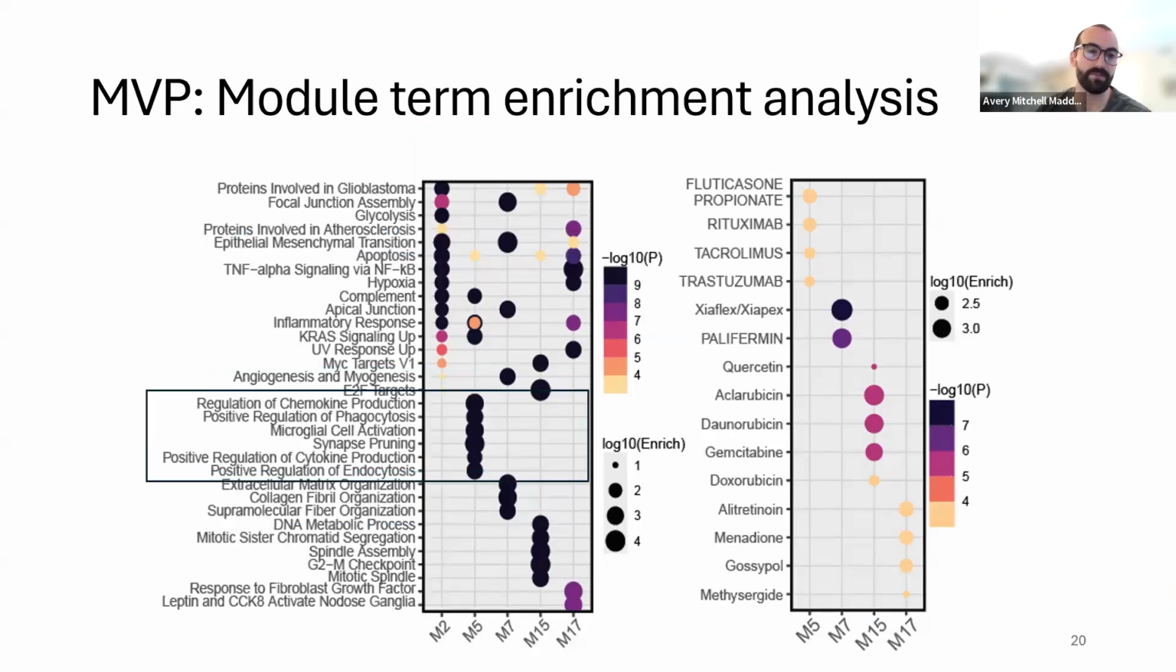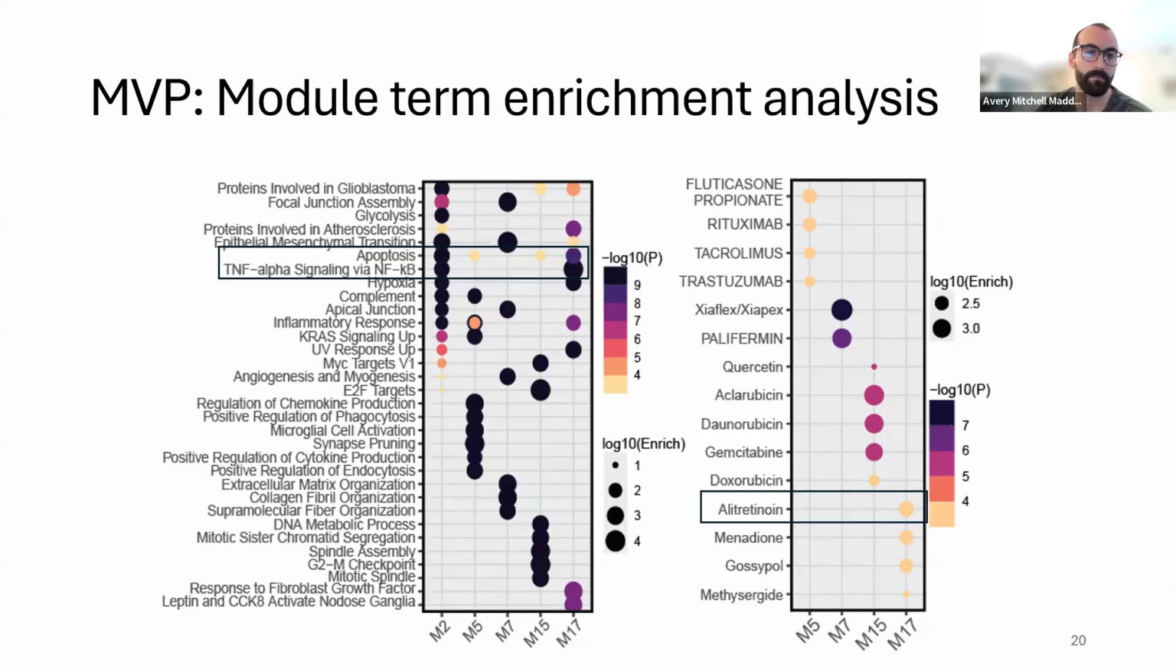We see that M5 is related to the inflammatory response. And we see that M17 is related to apoptosis and TNF-alpha signaling via NF-kappa B, or NF-kB. And also interestingly, that this specific pathway, M17, might be a target of alitretinoin.